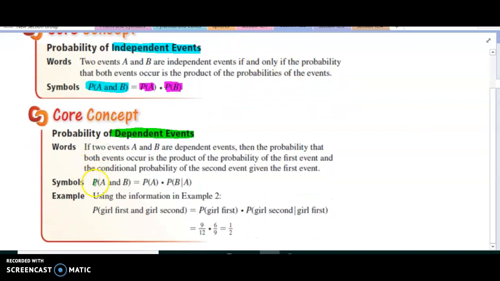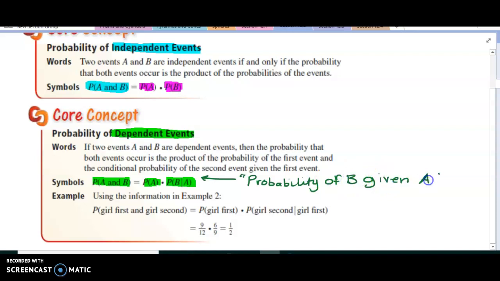For dependent events, it is a different formula. For dependent events, the probability of A and B is equal to the probability of A times the probability of B given A. This is said in words, the probability of B given A, or the probability of B knowing that event A already happened.